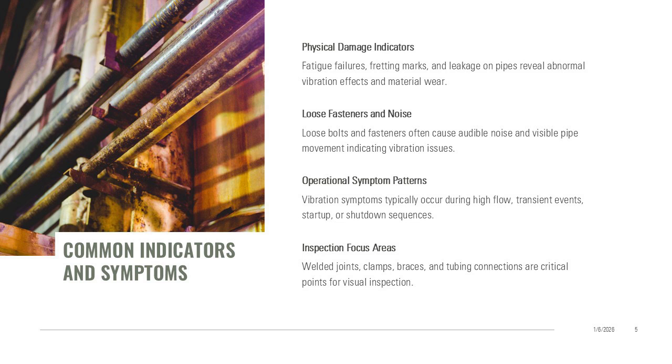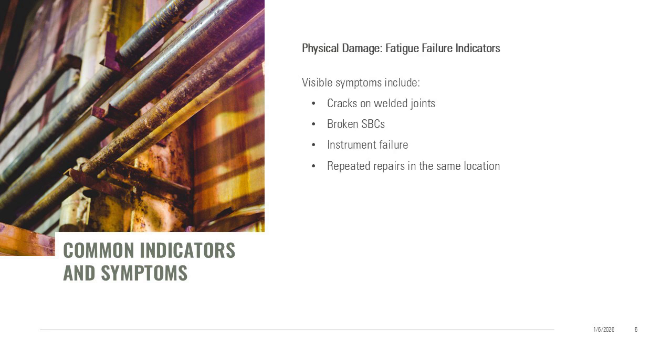These symptoms typically manifest under specific operating conditions, such as high flow rates, transient events, or during startup and shutdown sequences. Early detection is crucial because vibration-related damage can escalate rapidly, leading to costly repairs and safety hazards. Visual inspections should focus on welded joints, clamps, braces, and tubing connections, as these areas are most susceptible to fatigue and fretting. By cataloging these signs systematically, engineers can prioritize areas for detailed analysis and measurement, ensuring that corrective actions are targeted and effective.